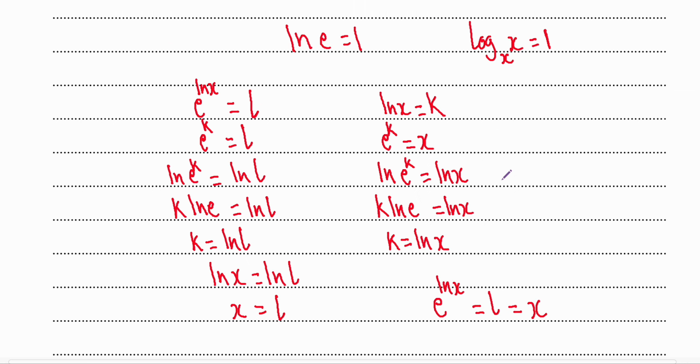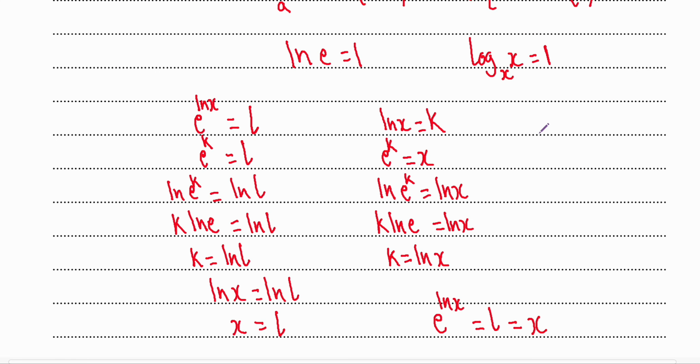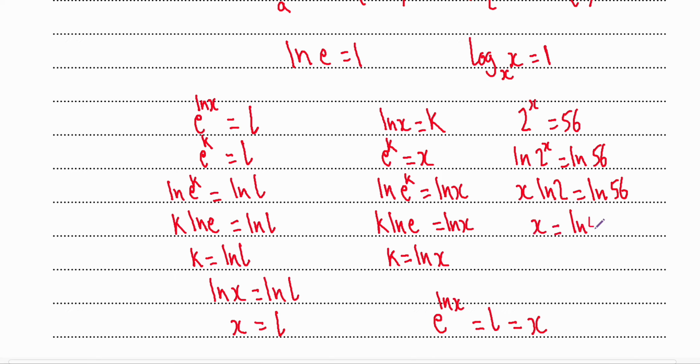So let's solve this question that we had right here. 2 to the power x equals 56. Now we know how to solve this equation. Let's take the natural log on both sides. So we have ln of 2 to the power x is equal to ln of 56. Well, this is ln a to the power b, so we can bring the b outside. So we would have x times the natural log of 2 is equal to the natural log of 56. And now we just divide by natural log of 2 on both sides. So we have x is equal to the natural log of 56 divided by the natural log of 2.